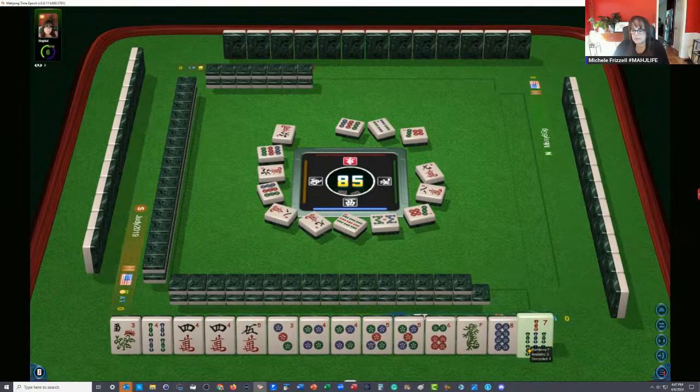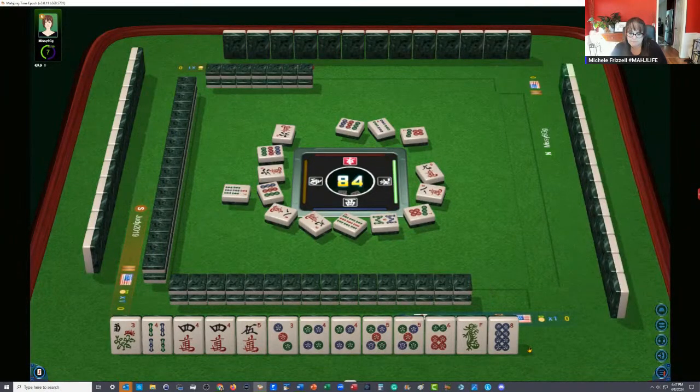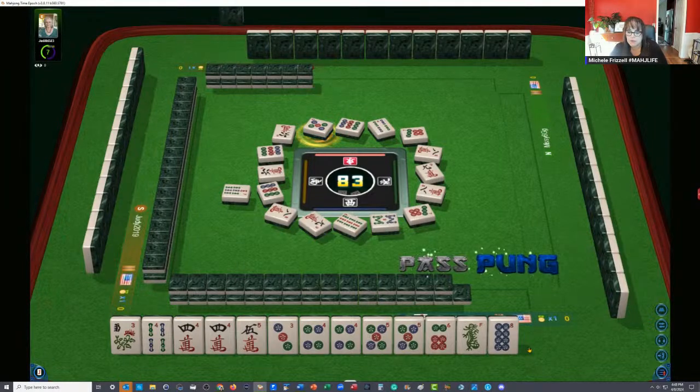Okay, we do not need the 7 bamboos at all. 8 characters. We also have potential for the third hand down on the right, 5 mix it dots. Kong hand. Now I think I would let it go for now.